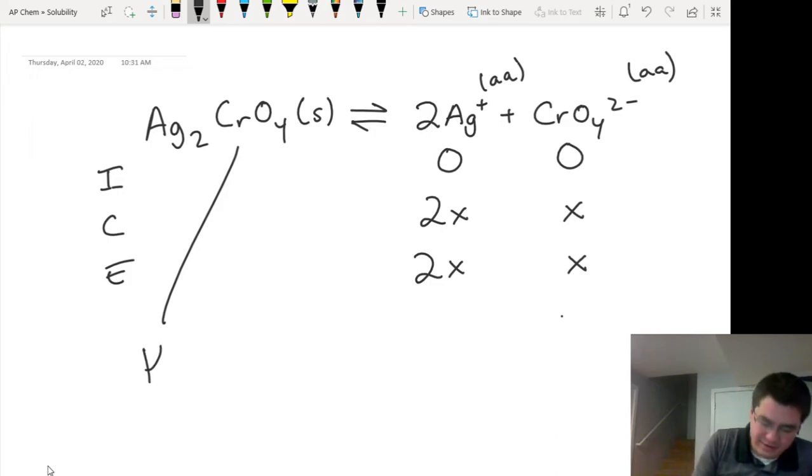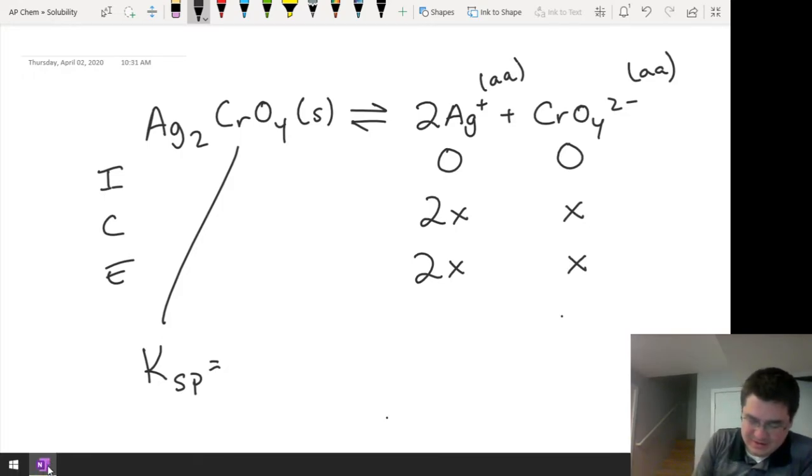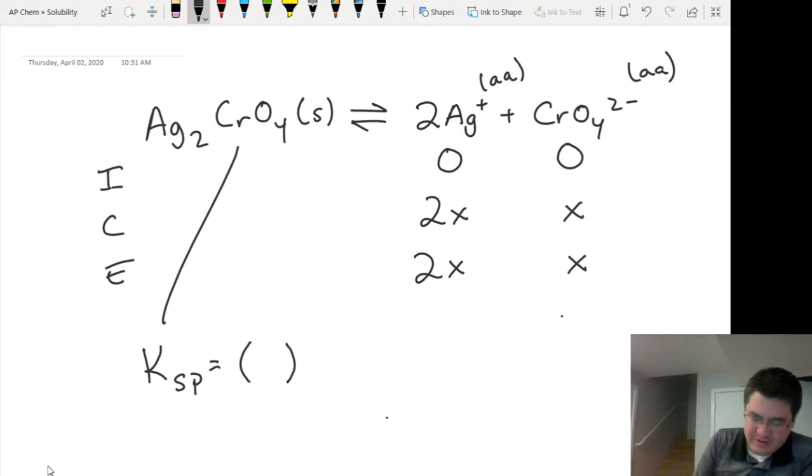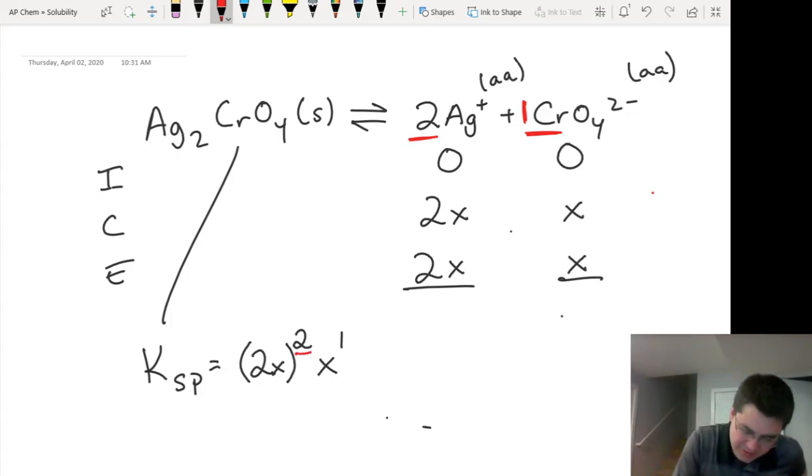And so when you write out your Ksp value, how would you do this? Concentration of products over concentration of reactant, and see if you guys can get it. So would it be 2x squared times x? It's 2x in parentheses squared, because you have that whole concentration squared, and then times this concentration to the first power. Again, the 1 and the 2 just come from those numbers, so those correspond to this.